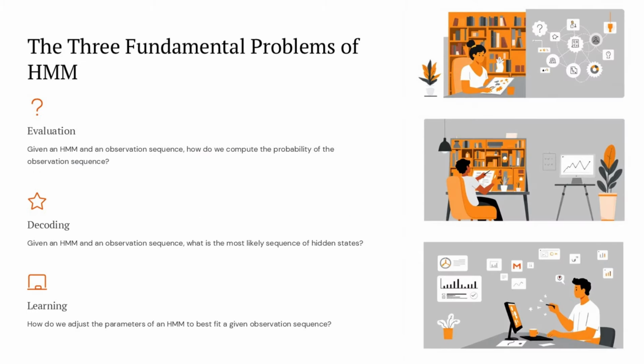Hidden Markov Models, or HMMs, have three fundamental problems that we need to address. The first is the evaluation problem. How do we compute the probability of an observation sequence given a particular HMM? The second is the decoding problem. How do we determine the most likely sequence of hidden states that produced a given observation sequence? The third is the learning problem. How do we adjust the parameters of an HMM to best fit a set of observed data? Understanding and being able to solve these three problems is key to effectively using HMMs in practice.